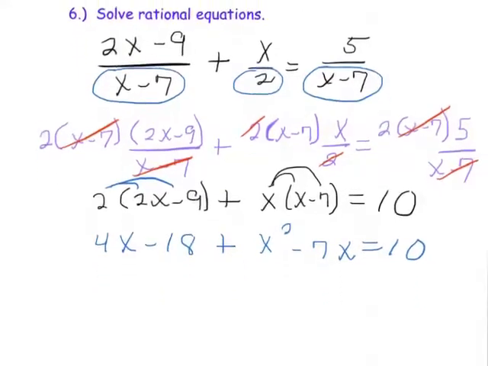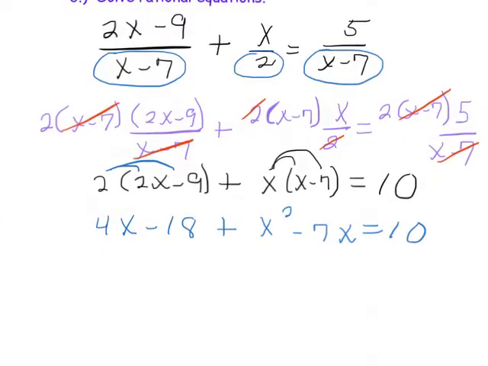So let's get some more room here, and we're going to add like terms. Is there any like terms here? Yes, look at this, 4x and negative 7x. And as I add like terms, I'm also going to put it in descending order. You may say, well, what was descending order again? It's where you have the largest terms first. So in other words, you're going to put the x squared first, you're going to put the x's second, and you put the numbers third.